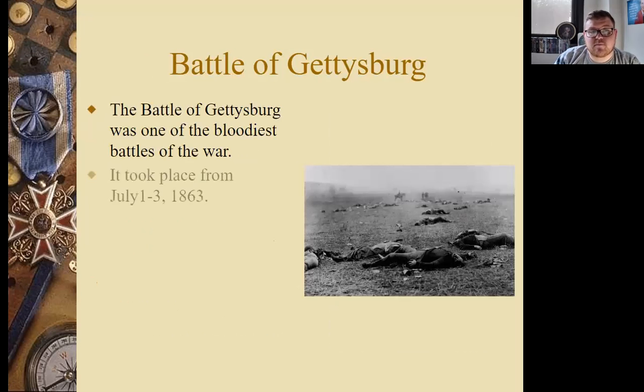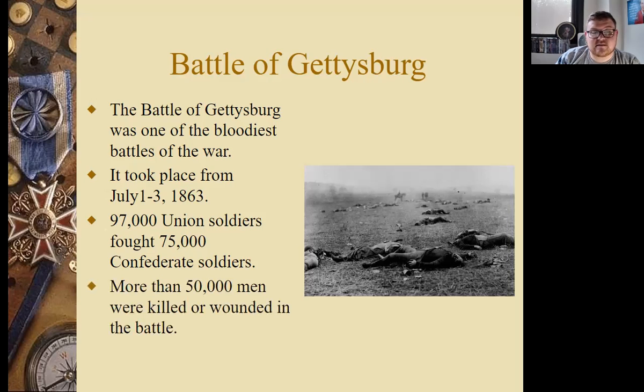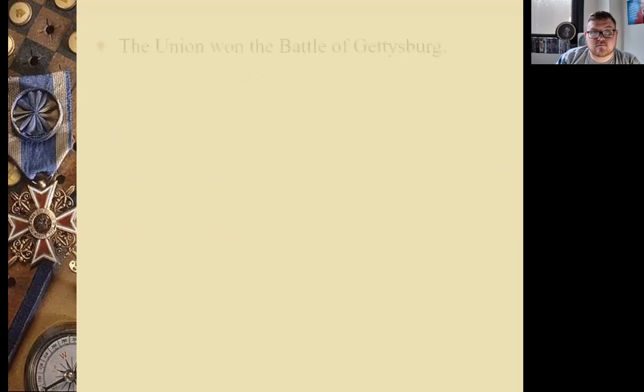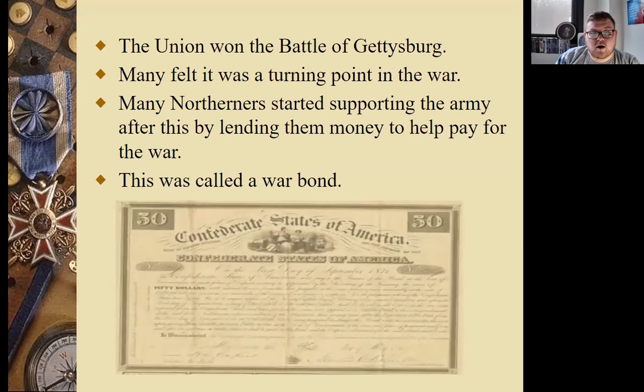The Battle of Gettysburg was one of the bloodiest battles of the war. It took place on July 1st through the 3rd of 1863. 97,000 Union soldiers fought, 75,000 Confederate soldiers. More than 50,000 men were killed or wounded in the battle. The Union won the Battle of Gettysburg, and many felt it was the turning point in the Civil War. Many Northerners started supporting the Army after this by lending them money to help pay for the conflict. This was called a war bond.